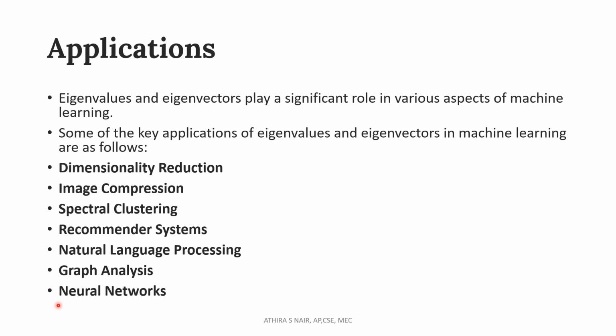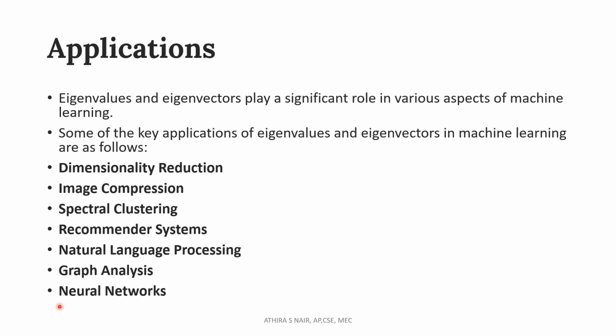In some neural network architectures, such as autoencoders, the hidden layer activations correspond to the eigenvectors of the covariance matrix of the input data. So understanding the eigenvectors can provide insights into the network's internal representations and how it captures relevant features in the data.